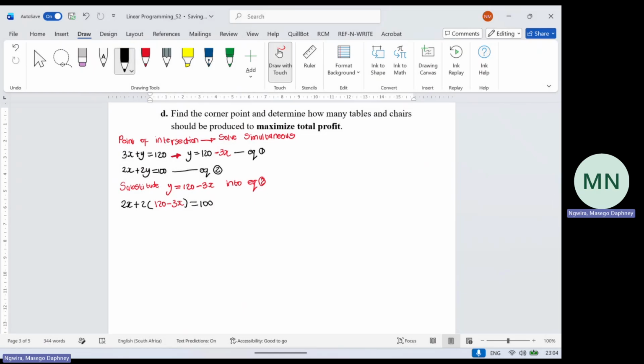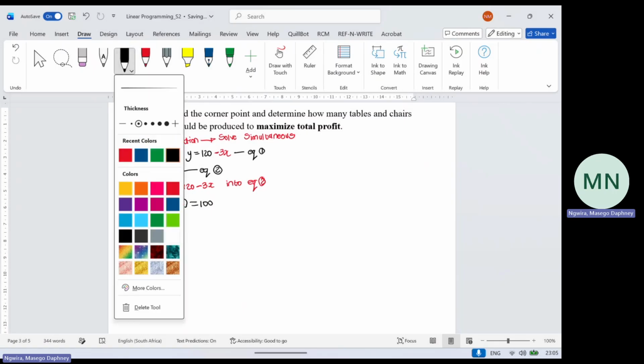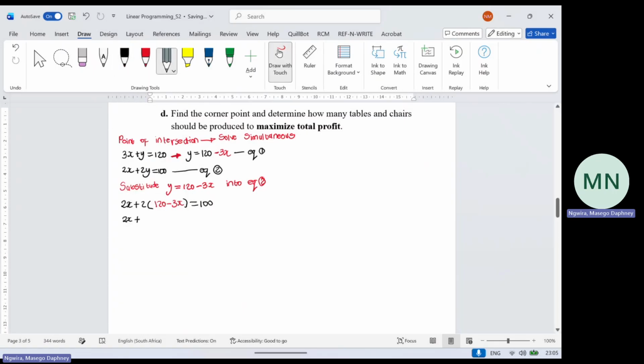Then I'm going to solve. This is going to be 2x. To break the bracket, we all know that we need to distribute. We did this somewhere in grade 9. Distribution, you say this times this, and then this times that. That's how you distribute. 2 times 120, I get 240. 2 times negative 3x, I get negative 6x. Then this is equal to 100.